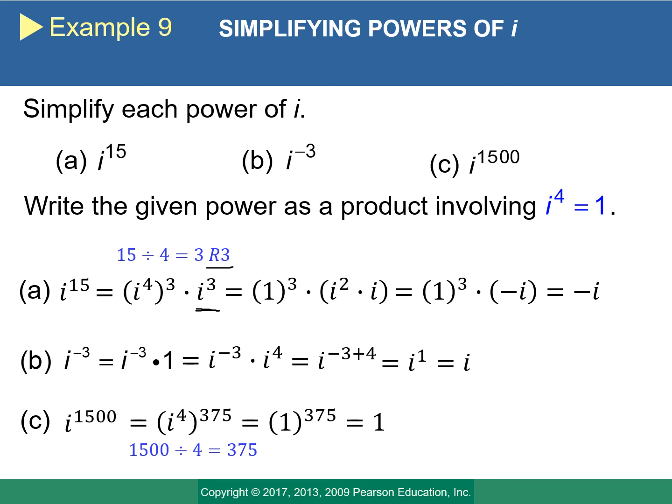And then i to the 4th we know is 1, and 1 to any power is just 1. So i to the 1,500 is just 1. And that's it.